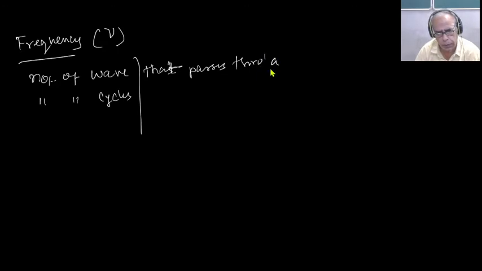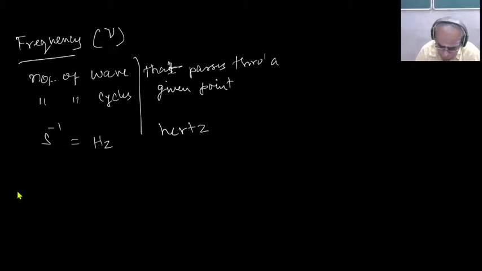Through a given point. That is called frequency, is it not? So its unit is per second. You can call it per second. In a given time means that is per second. And this per second can also be called hertz, H-Z. Okay, hertz. Then what about velocity?